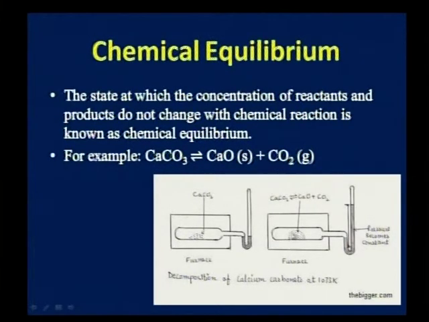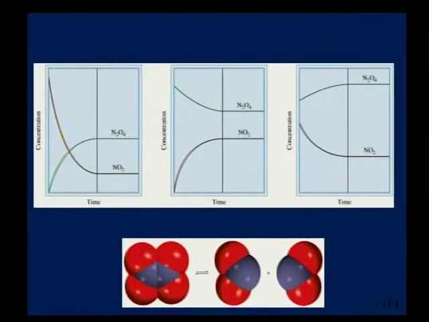The calcium carbonate is converted into calcium oxide plus carbon dioxide gas, and because of this carbon dioxide gas pressure, there is an increase in the mercury level in the right limb of the manometer. This is the decomposition of calcium carbonate at 1730 Kelvin temperature. And here are some graphs, by which we can know it.